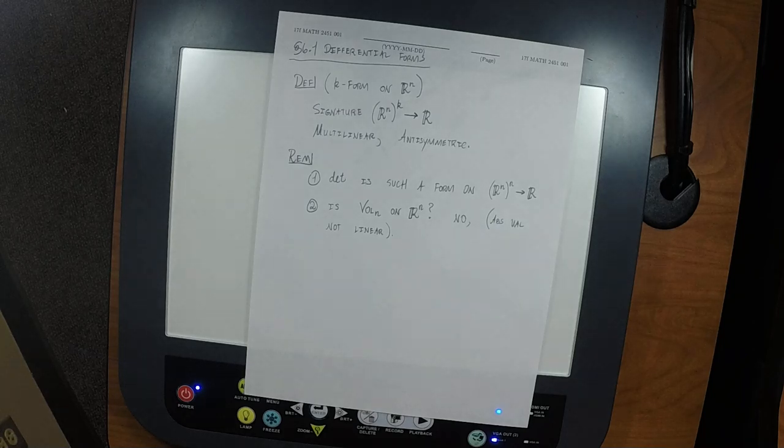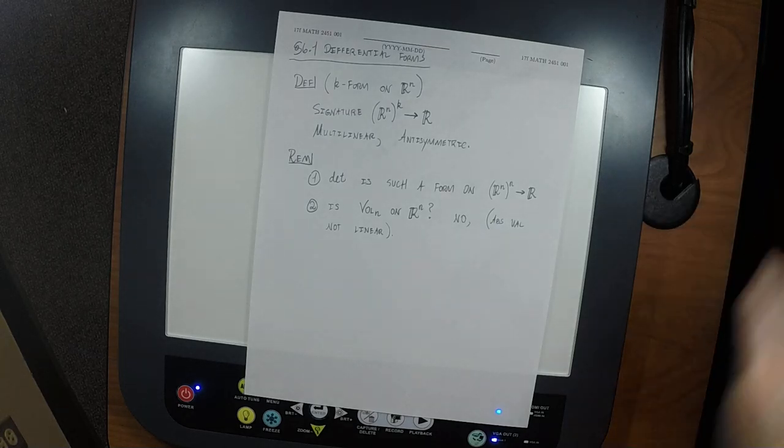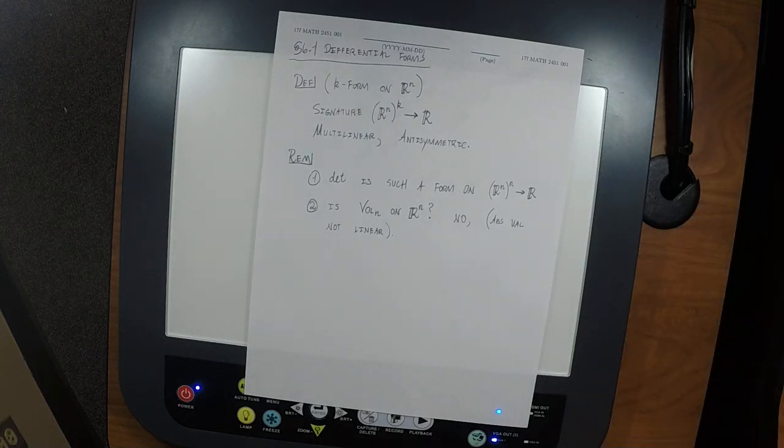So now we want to have an example. What do K-forms look like? You know one, you know the determinant. But now we're going to have an example that shows you what every single possible K-form looks like, all the things that can be multilinear and anti-symmetric. Okay.